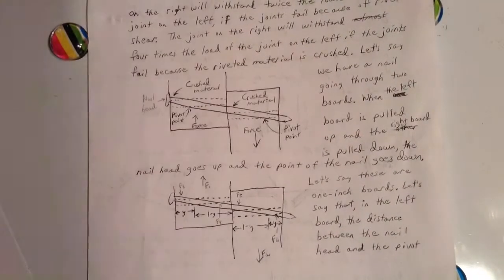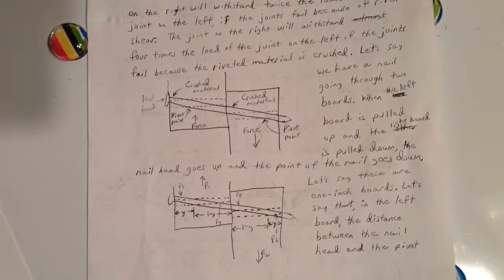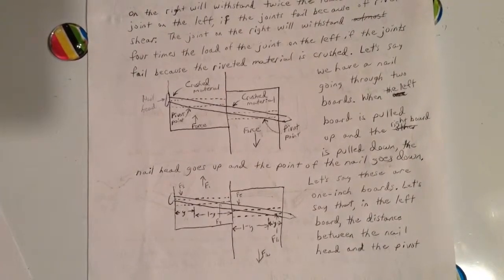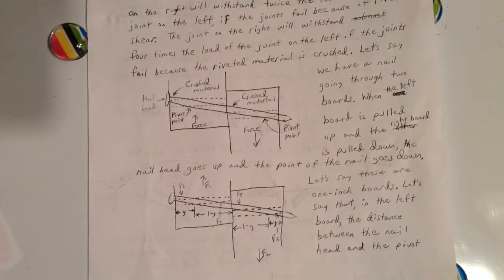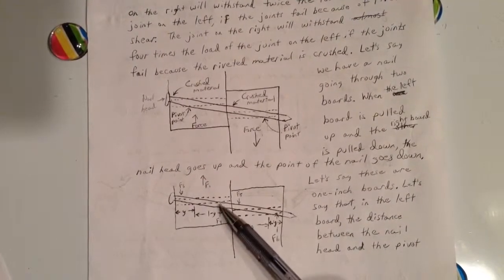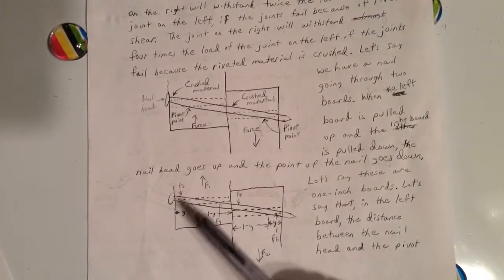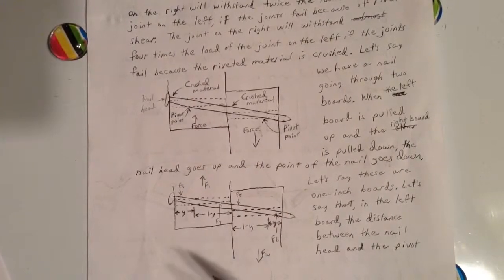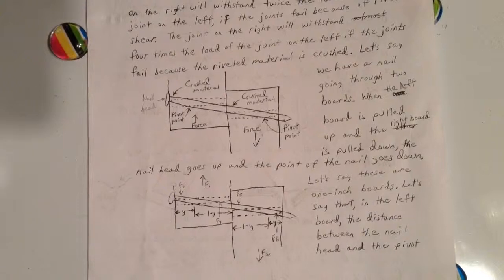This is part 4 of rivets and bolts. At the end of part 3 we determined that the ratio of F4 to F3, because F4 times this distance equals F3 times this distance, is F4 over F3 equals 3 minus y over 1 minus y. We also know that the ratio of F4 to F3 is proportional to the bearing surface areas.